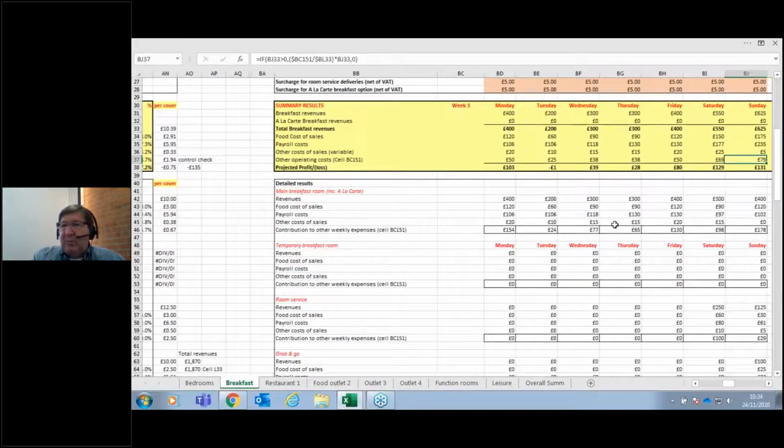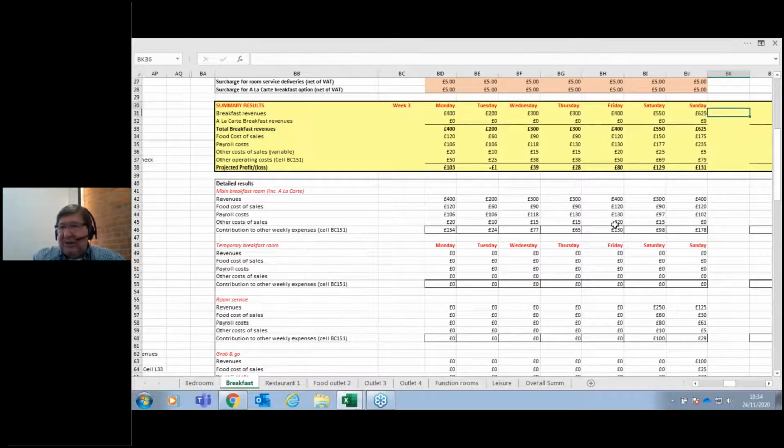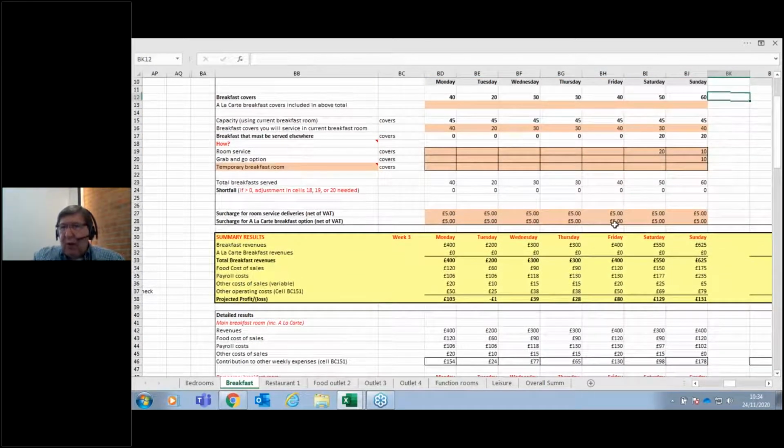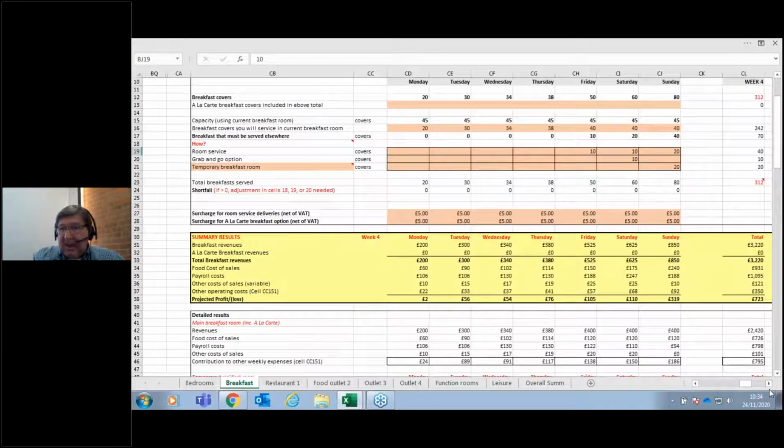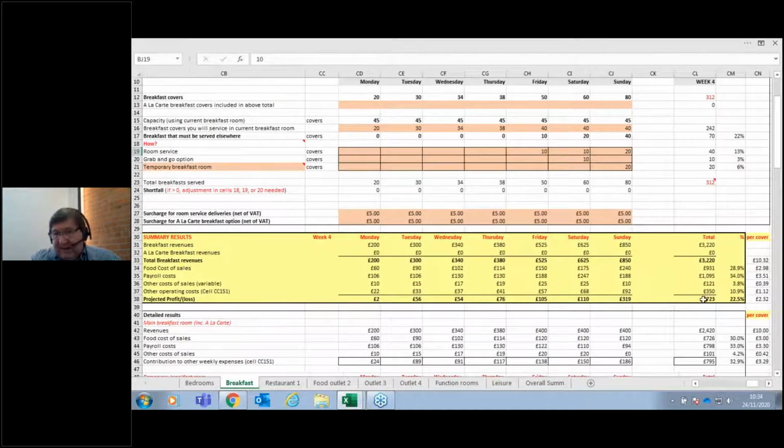And again, in week 3 and week 4, all we have to do is populate with the number of breakfasts, where they're going to be served, and the number of staff hours each day by staff category. And if we look at week 4, we can see in this case, using these estimates, we actually made money every day.